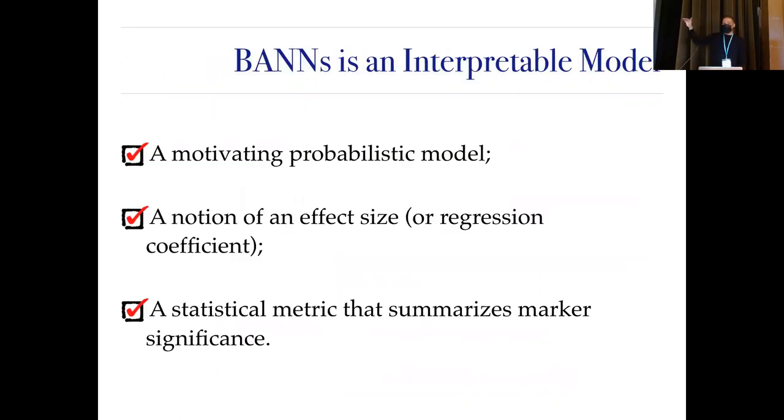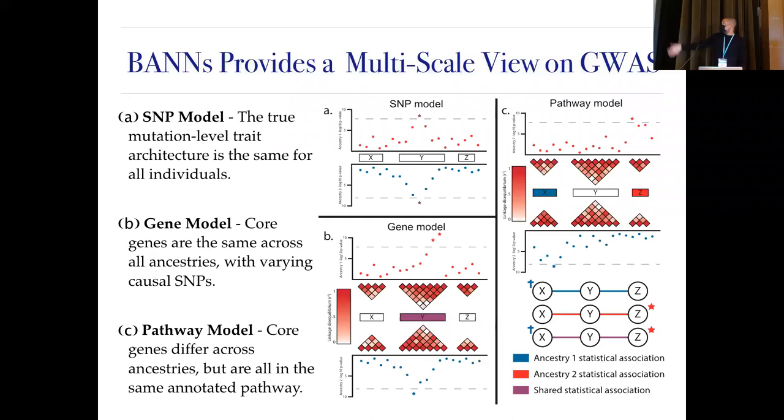And so BANNs actually really covers the entire thing that I was talking about before. It really starts with a motivating probabilistic model. Each weight gives you a notion of effect size for either your SNPs or your SNP sets. And then those posterior inclusion probabilities really give you this idea of a statistical significance metric. And also BANNs provides that multi-scale view that I was talking about before.